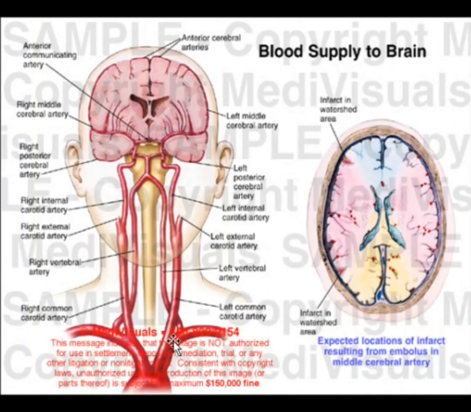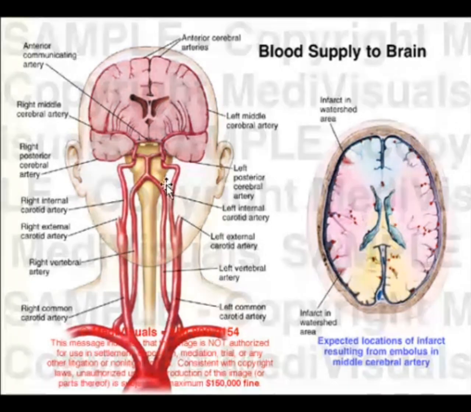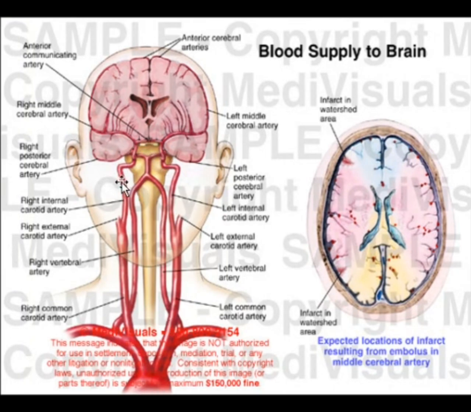So we have seen how blood moves from the arch of the aorta and enters the cranial cavity through the internal carotid arteries and then the vertebral arteries. Now we are going to turn the brain upside down to look at the inferior surface of the brain, to see how these blood vessels branch when they enter the cranial cavity.